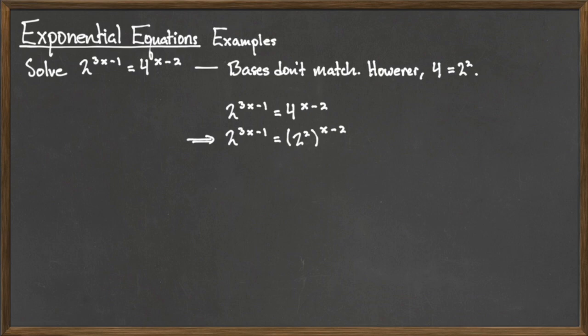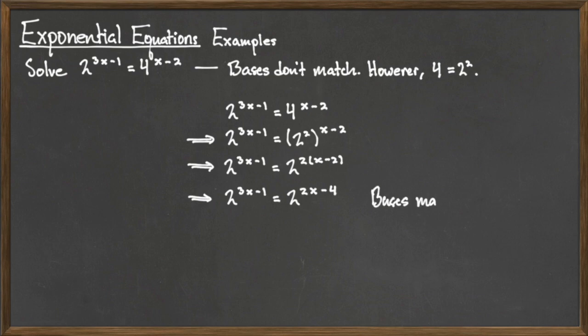Now I have a situation where I have a power to a power, so I'm going to take those two exponents and multiply them by one another. In other words, I'm going to multiply the exponent of 2 with the linear expression x minus 2. And once I simplify all my terms in the exponents, I'll get the equation 2 to the 3x minus 1 equals 2 to the 2x minus 4.